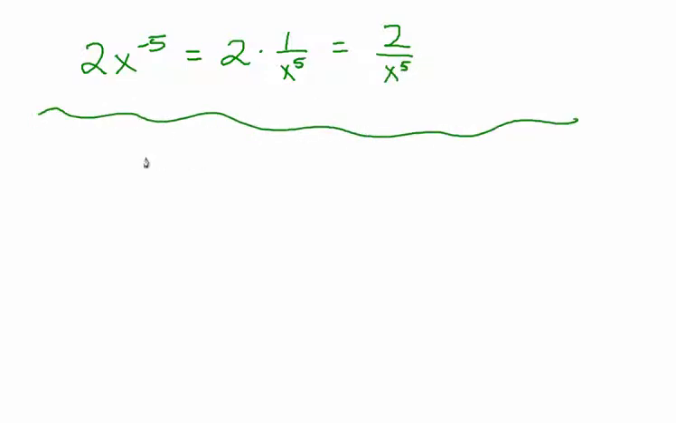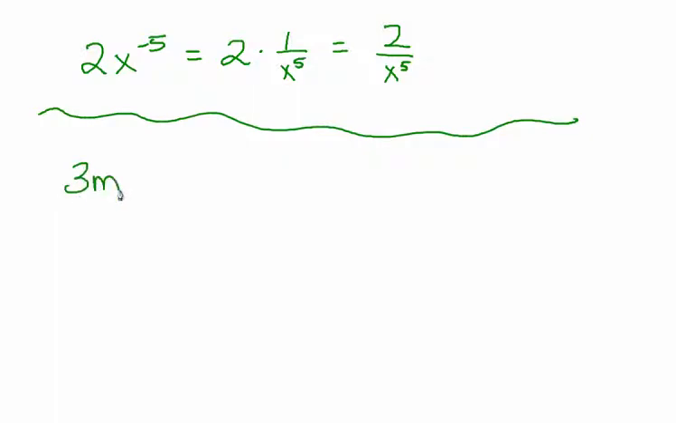That means that when we're dealing with something like 2 times x to the negative 5th, x to the negative 5th is really 1 over x to the positive 5. So we can write this as 2 over x to the 5th. So let's get back into some examples.